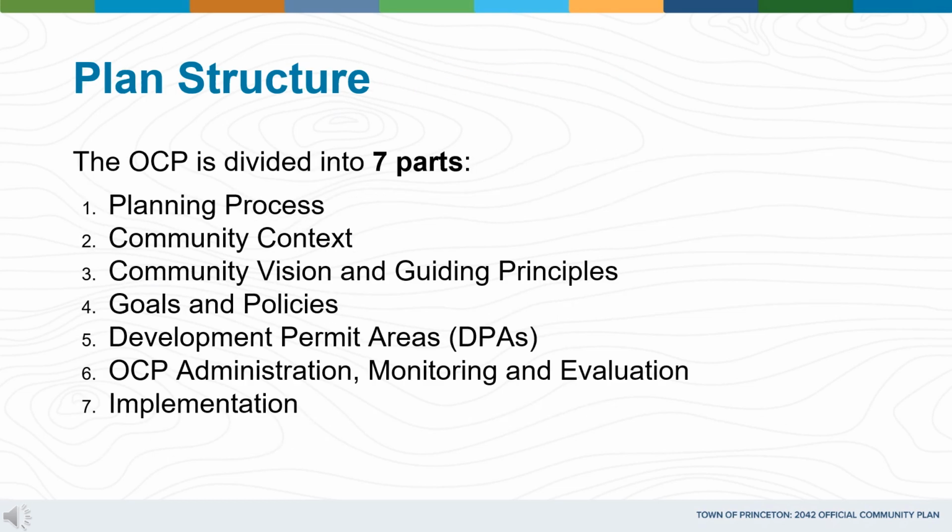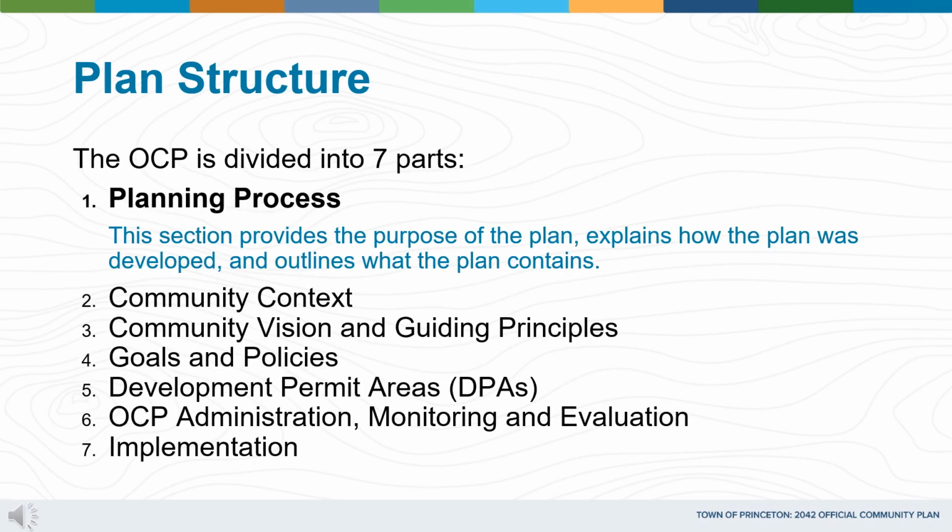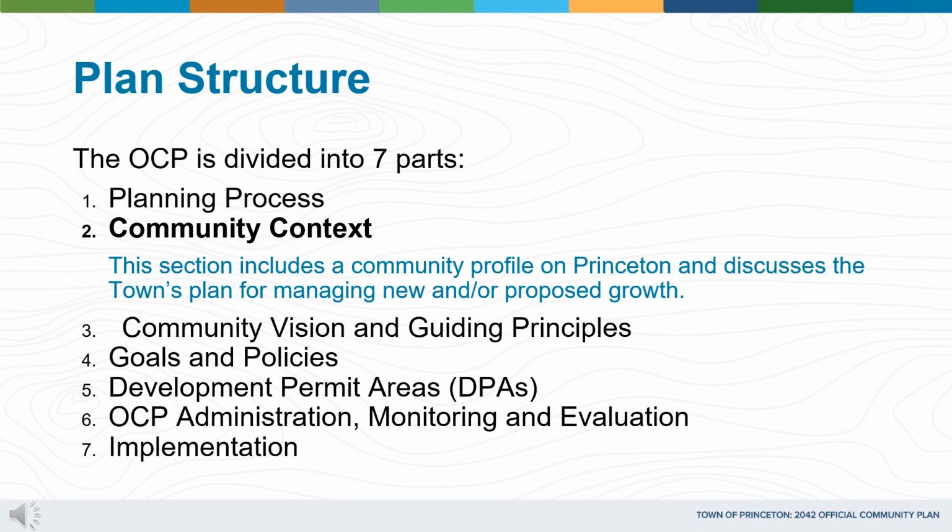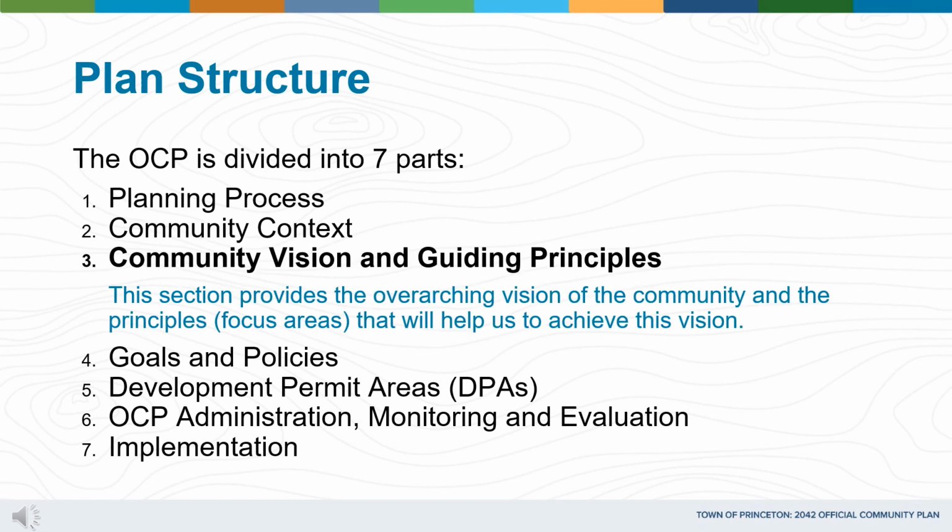The OCP is divided into 7 parts. Part 1, Planning Process, provides the purpose of the plan, explains how the plan was developed, and outlines what the plan contains. Part 2, Community Context, includes a community profile on Princeton and discusses the town's plan for managing new and/or proposed growth. Part 3, Community Vision and Guiding Principles, provides the overarching vision of the community and the principles that will help us to achieve this vision.